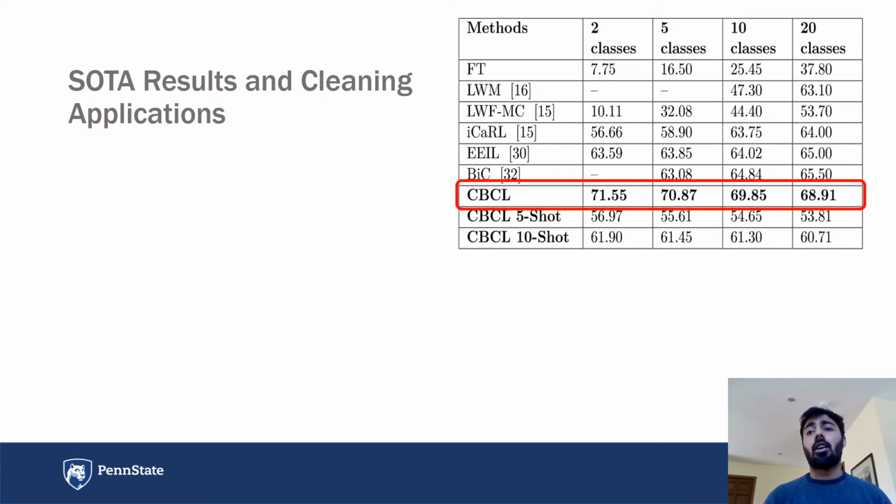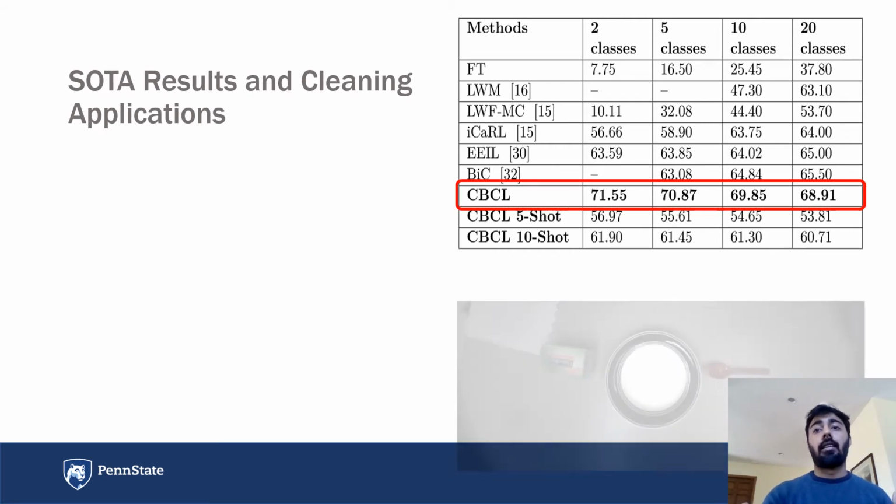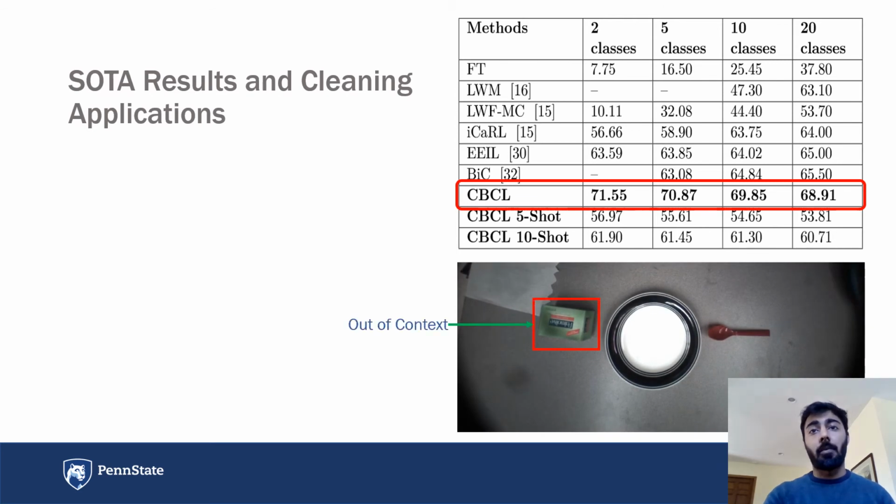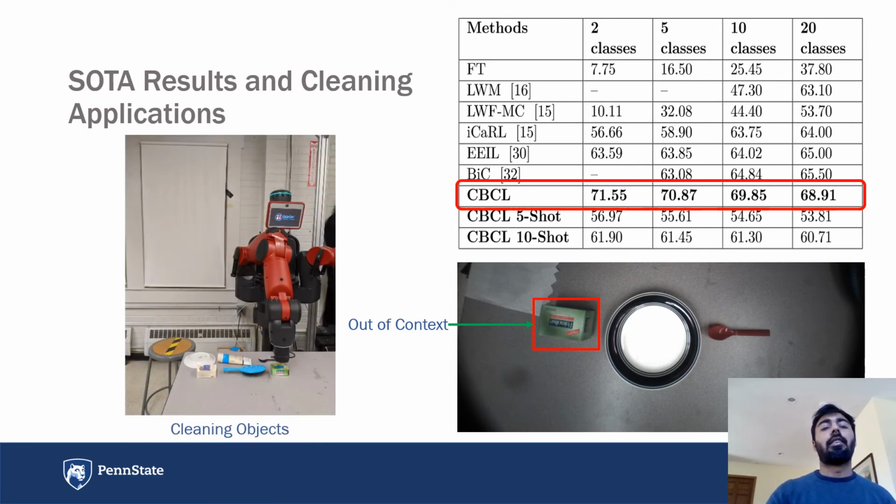First, we taught a Baxter robot to learn different objects and their contextual information, so that the robot can then recognize out-of-context objects and move them to their correct context. So in this case, it moves the soap to the correct context in the bathroom. We then applied the robot to a cleaning application where it can recognize objects that it should clean on a table and then move them to their correct place.